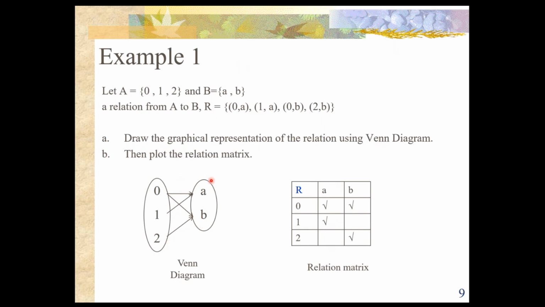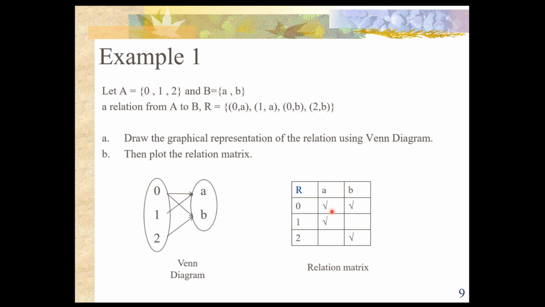Okay, that's for the first question A. Then the second question, plot the relation matrix. Now, you can plot the relation matrix by referring to the Venn diagram you have done, or you can plot directly based on the information given above. First thing you need to know is on the row side, we need the elements from A: 0, 1, 2. And then on the column side, we need elements of set B: A, B.